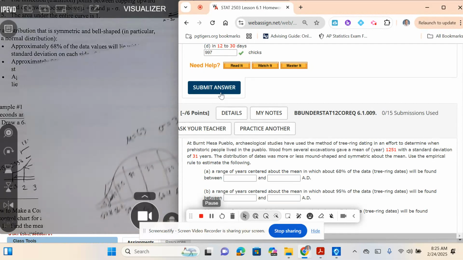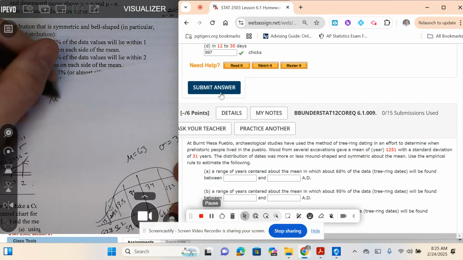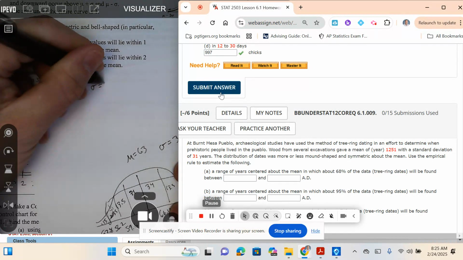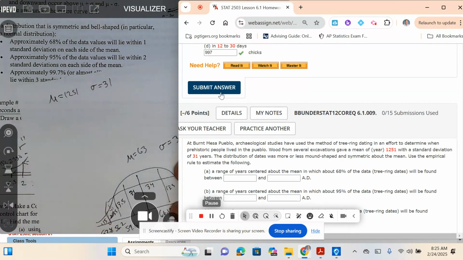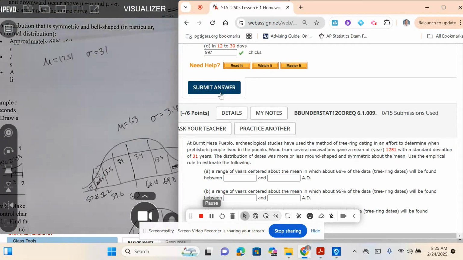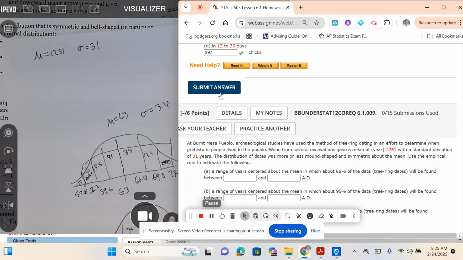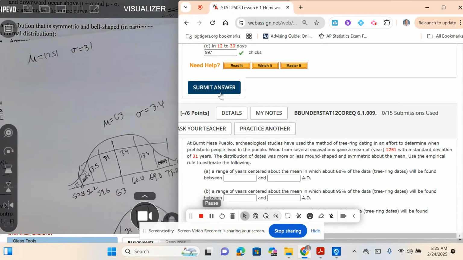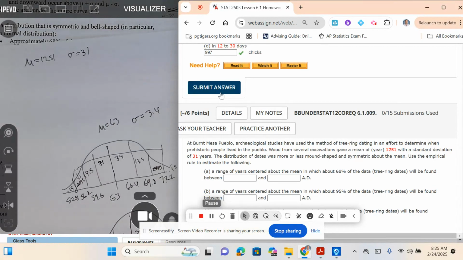Let me get somewhere I could write this. So the mean is 1,251, and the standard deviation is 31. The following distribution of dates was more or less mound-shaped and symmetric. What does that mean? Mound-shaped and symmetric means it's normal. Okay. Use the empirical rule to estimate the following.